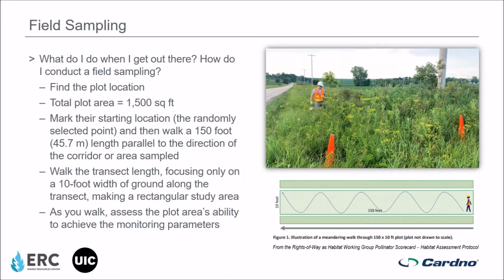As you're walking that transect area, you want to meander through that area with the intent of looking at nectar plant cover and the number of milkweeds that are in that area, and whether or not they achieve or exceed those thresholds that Iris described earlier.